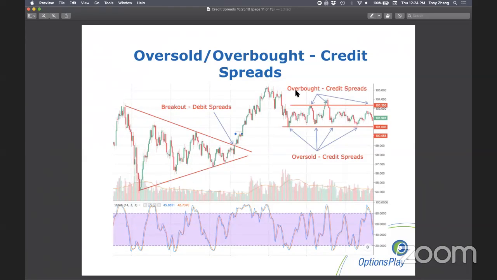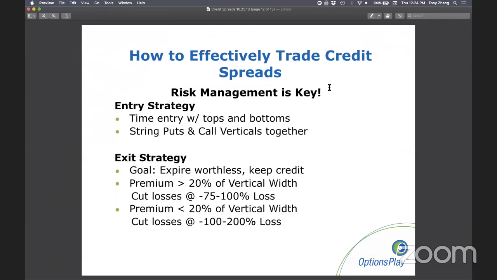So lastly, what I want to do is just discuss what the best practices are for managing a credit spread once you're in that trade. Risk management in any strategy is absolutely key, and it's really quite simple from a credit spread perspective. Number one, you want to enter this trade when you're expecting a top or a bottom. How you figure out that top and bottom will differ for each one of you. Some of you use support and resistance lines. Others of you use technical analysis, such as the overbought, oversold indicators. Some of you like to just draw patterns on the charts.